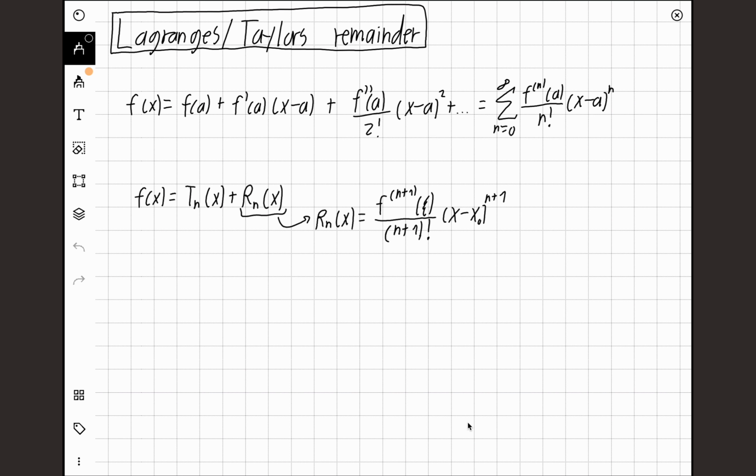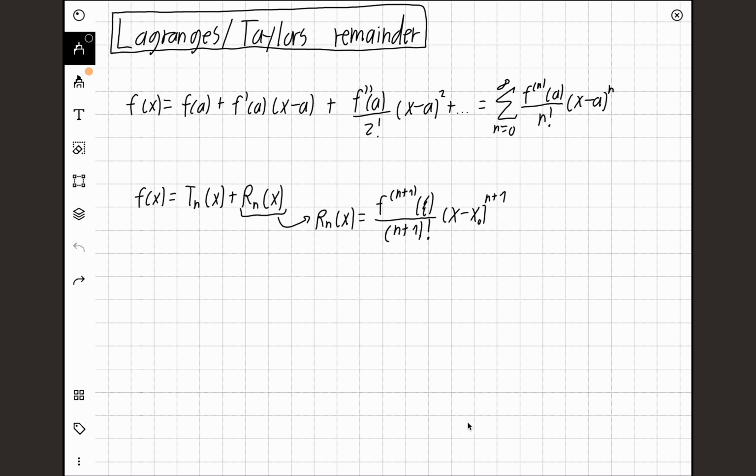Today I'll be talking about Lagrange's remainder or Taylor's remainder, which is just whenever we have a Taylor series expansion of a function, if the expansion is not infinite, meaning we don't include an infinite amount of terms, then there will always be some sort of error between our actual function and our Taylor approximation of the function. And one way to numerically compute or estimate this error is through the Lagrange's remainder.